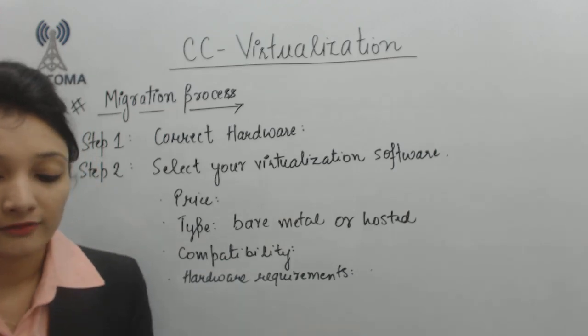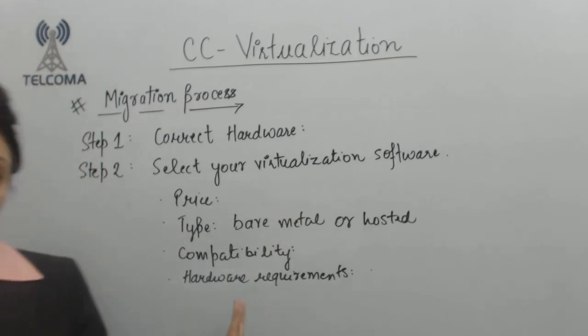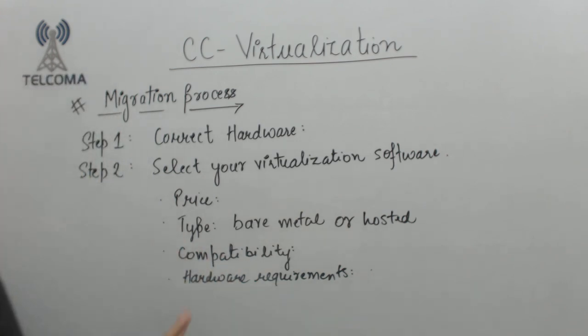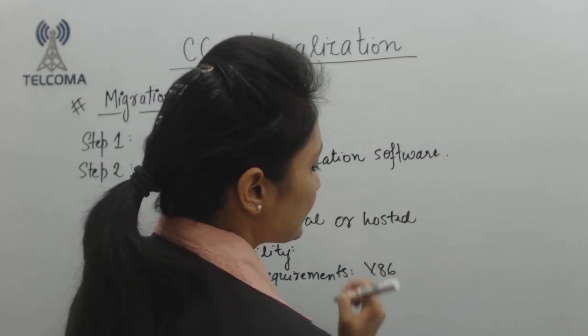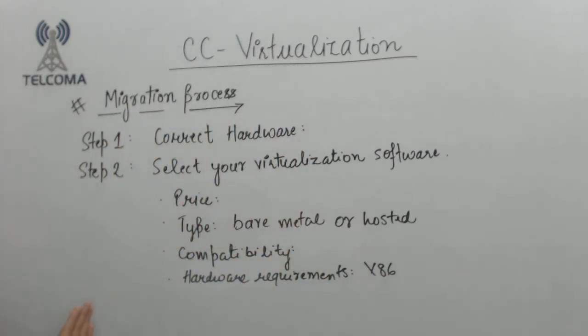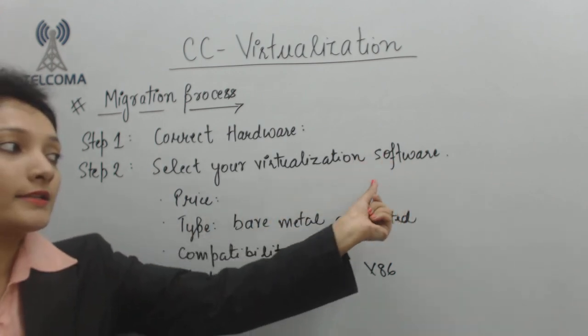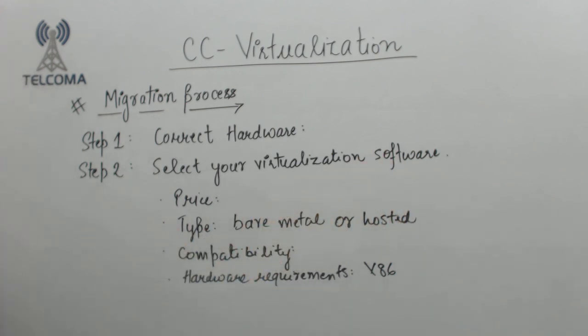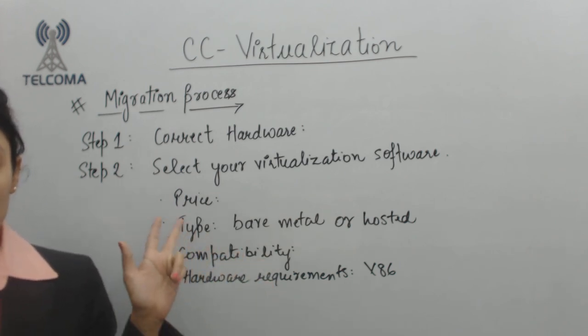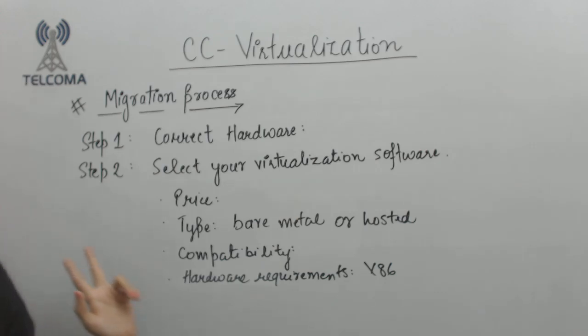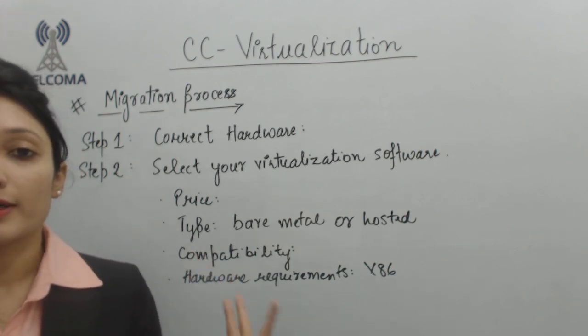You need to check here the hardware requirements. Under the hardware requirements, what you need to check is whether the virtualization software will run on your 8086-based system or not. The virtualization software is selected according to these factors: whether it is open source, or if it is not, how much it costs, then the type, the compatibility issues, and the hardware requirements. Using these factors you can select the appropriate virtualization software.